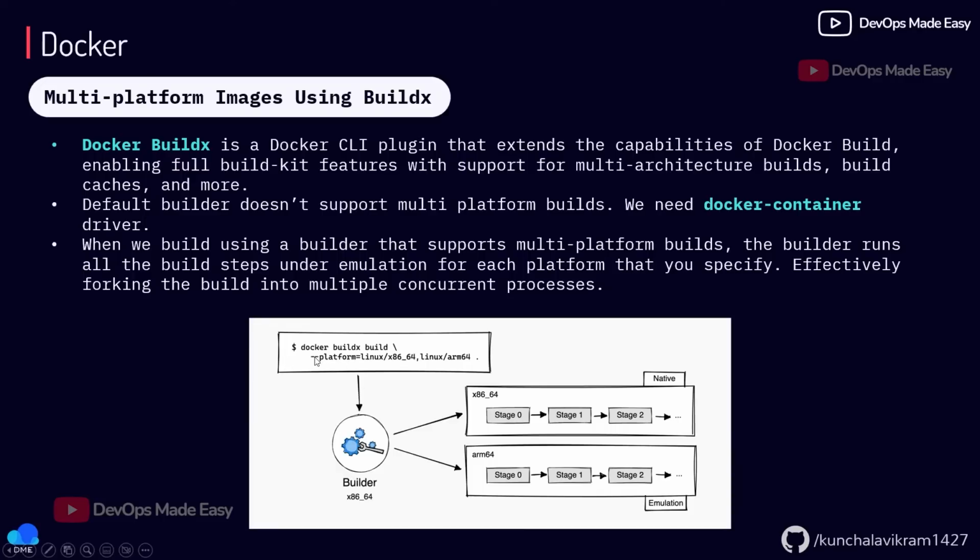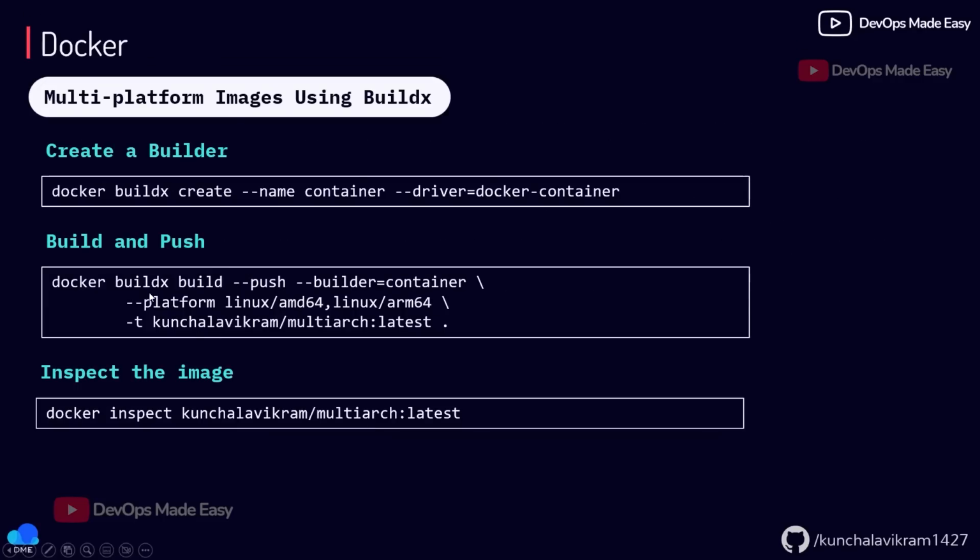You can see, with a simple command, once you have the builder created, like docker buildx build --push and the name of the builder, you can simply select --platform and give multiple platforms separated by comma, and then tag it and push it in one go. Clear?